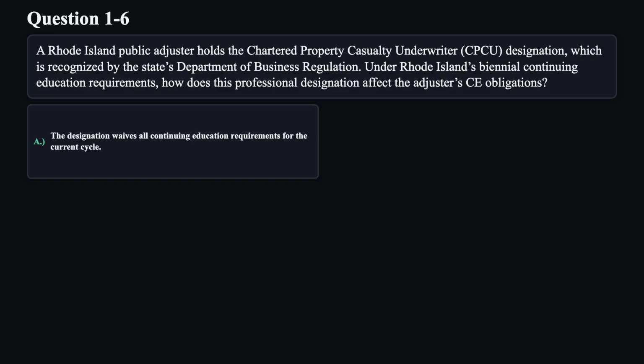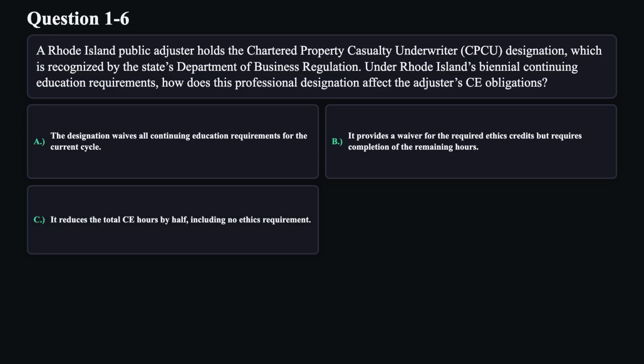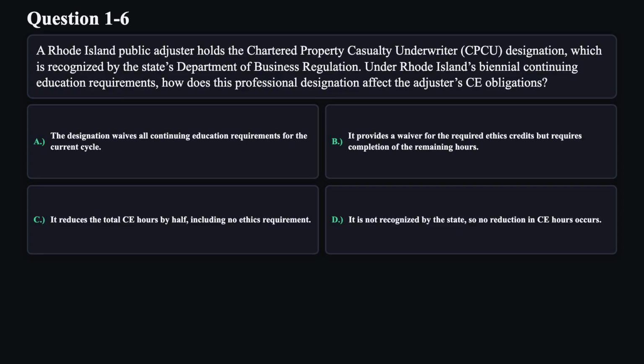A. The designation waives all continuing education requirements for the current cycle. B. It provides a waiver for the required ethics credits but requires completion of the remaining hours. C. It reduces the total CE hours by half, including no ethics requirement. D. It is not recognized by the state, so no reduction in CE hours occurs.